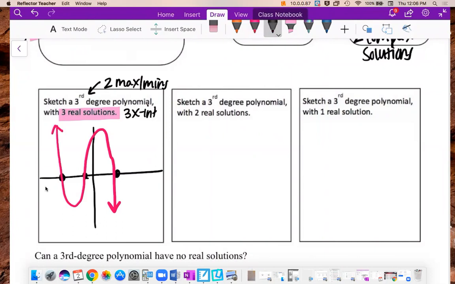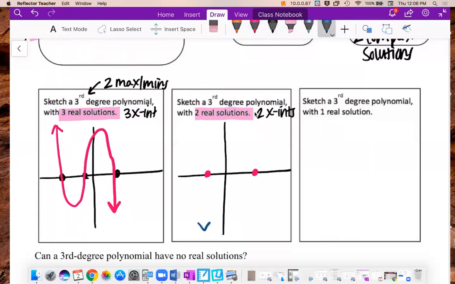Okay, what about a 3rd degree polynomial that only has 2 real solutions, which means that it only touches the x-axis or crosses through the x-axis twice? So 2 x-intercepts. The only way that this one is possible is if you have a bounce happening somewhere. So let's draw my 2 x-intercepts. And I know my ends have to go in opposite directions because it's an odd degree.